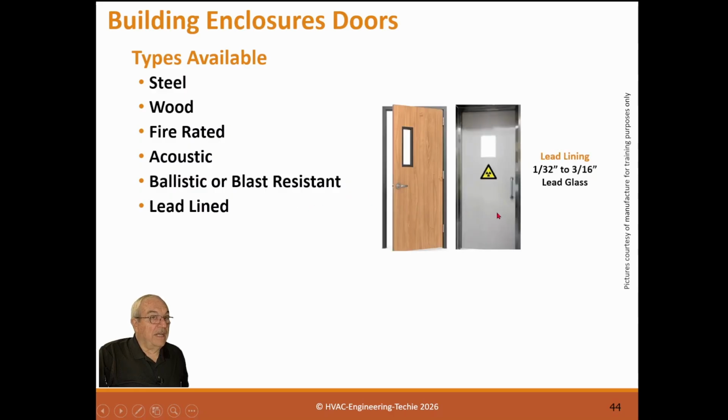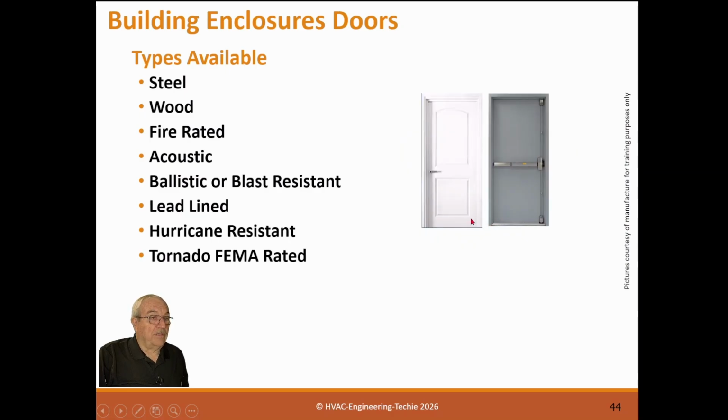They get lead lined for radiation, like if you have an X-ray machine or some other machine in there. They're lead lined, so they'll give a certain level of protection depending on the thickness of the lead. So types available: you can get steel doors, wood doors, fire rated, acoustic, ballistic, and blast resistance, lead lined, hurricane resistance, tornado FEMA rated.